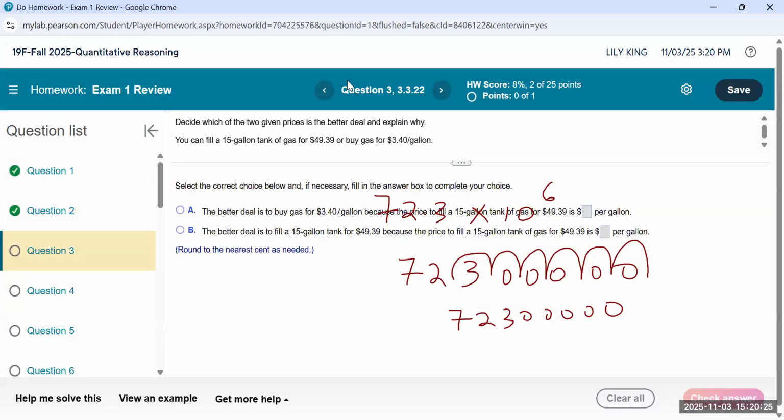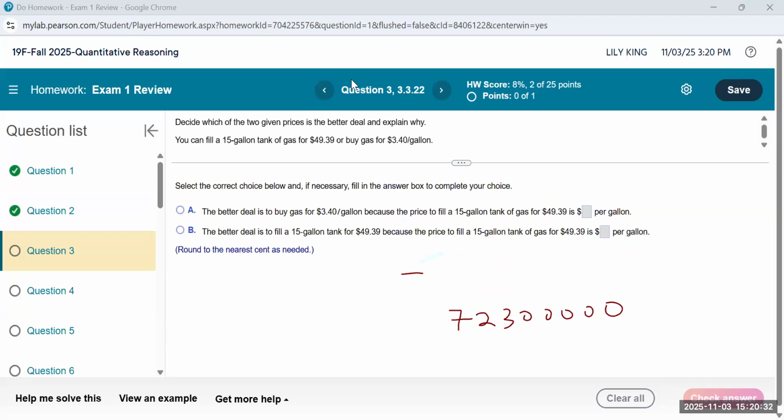Right, for 3, we have to figure out the best buy. So we have 2 things we are comparing to figure out which one is a better buy. And a better buy is always the cheaper option. So the first option we have is already computed. This is already $1 per gallon. So that's the unit price right there. Now, the other option is what we have to find. We have to figure out the unit price.